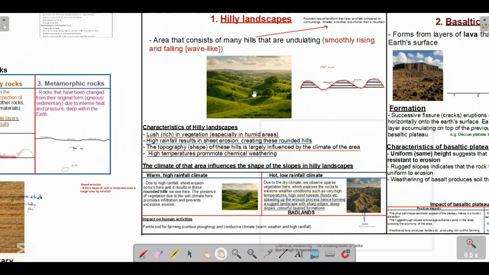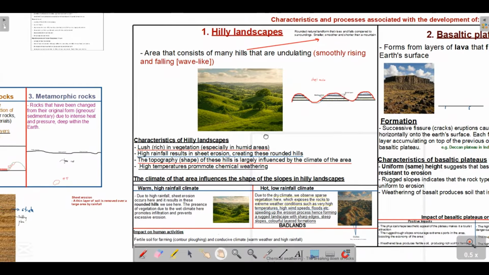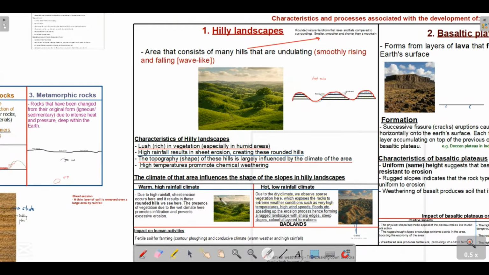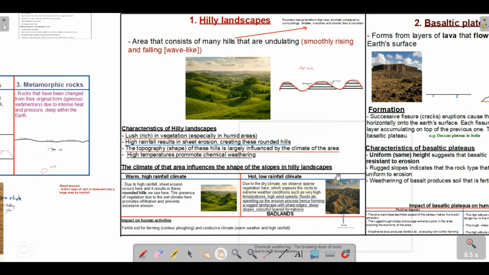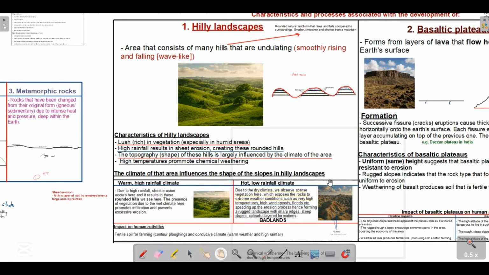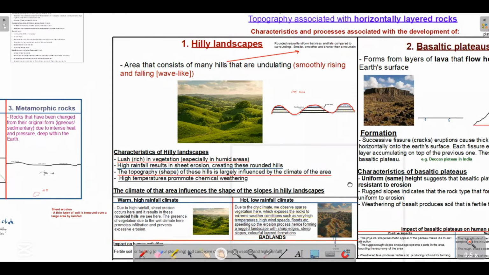Right, so those are your hilly landscapes, guys. This is simply an area that consists of many undulating hills, rising and falling and rising and falling, and their characteristics and the type of climate, as I mentioned, have a huge influence on the type of hilly landscape that you're going to form, like how the individual hills look. So it's quite important that you are able to discuss how the climate of an area influences the shape of slopes in hilly landscapes.